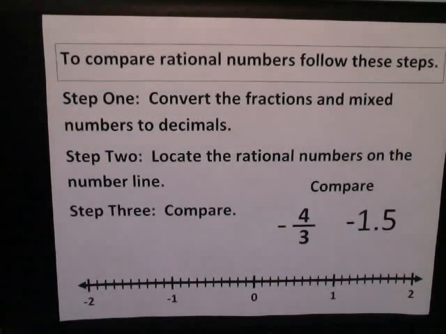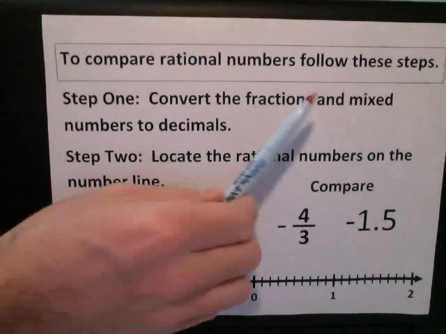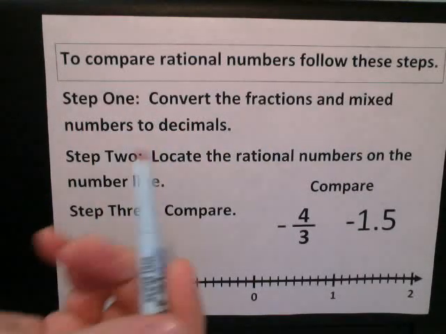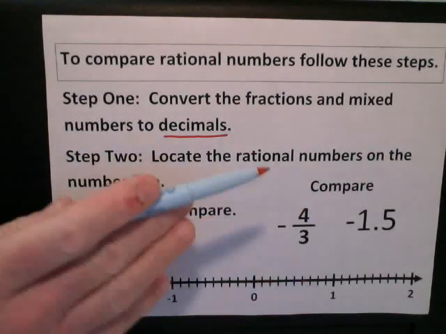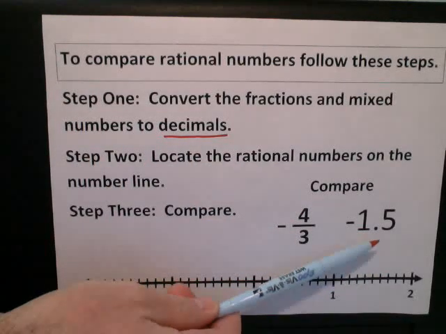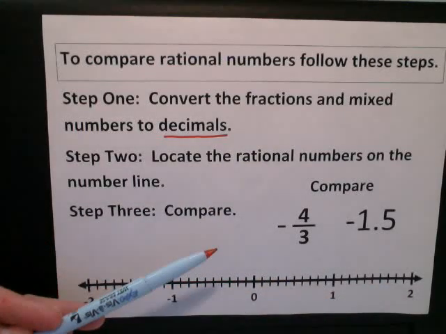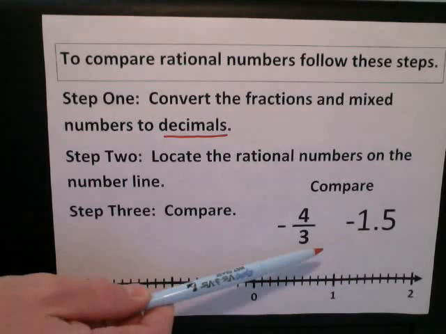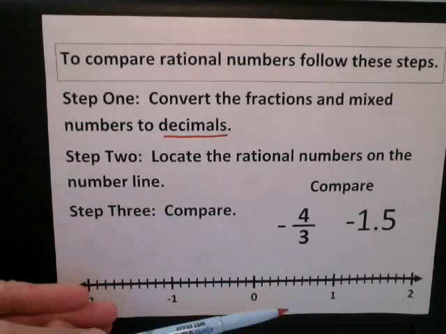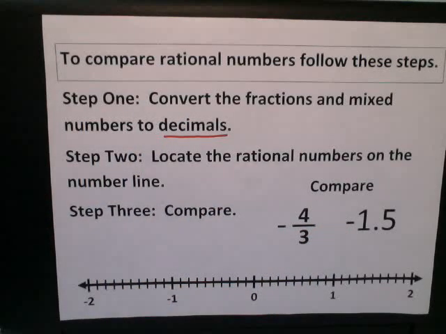Okay? So when you look at this, to compare rational numbers, follow these steps. Step 1, convert the fractions and mixed numbers to decimals. The reason I say convert them to decimals is because decimals are very easy to compare. You don't have to do a lot of work, and you don't have to be able to visualize fractions on a number line. So I always tell kids, if you're working with a mix of decimals and fractions and you're comparing them, just change your mixed numbers and fractions into decimals.